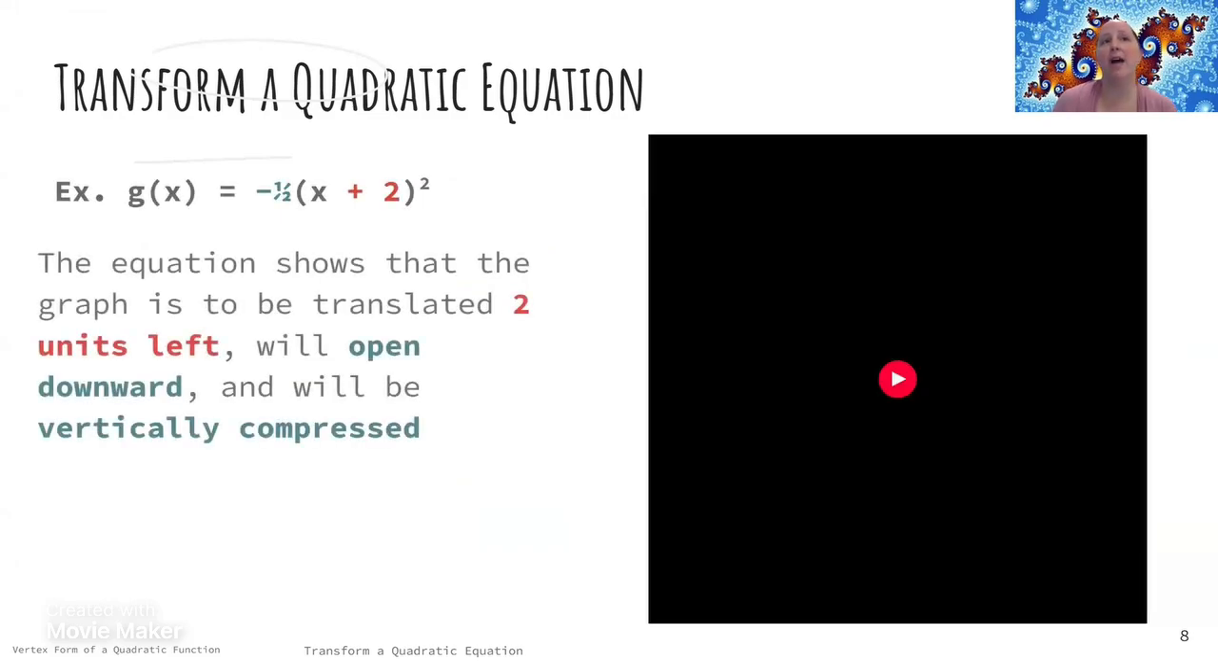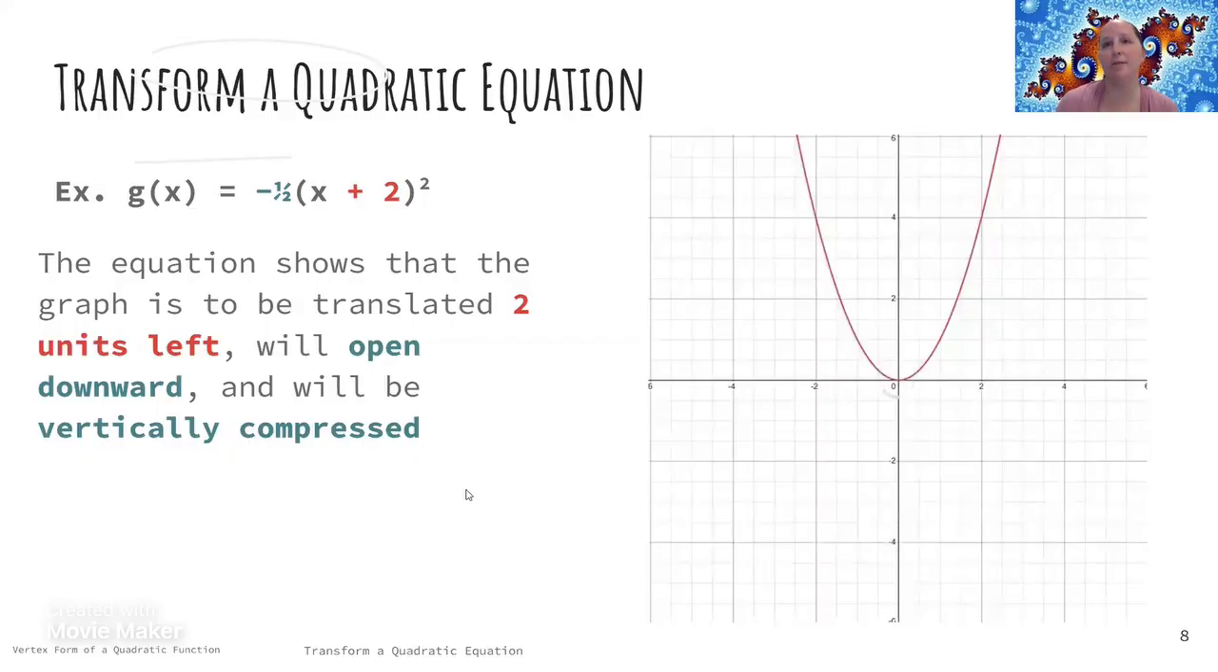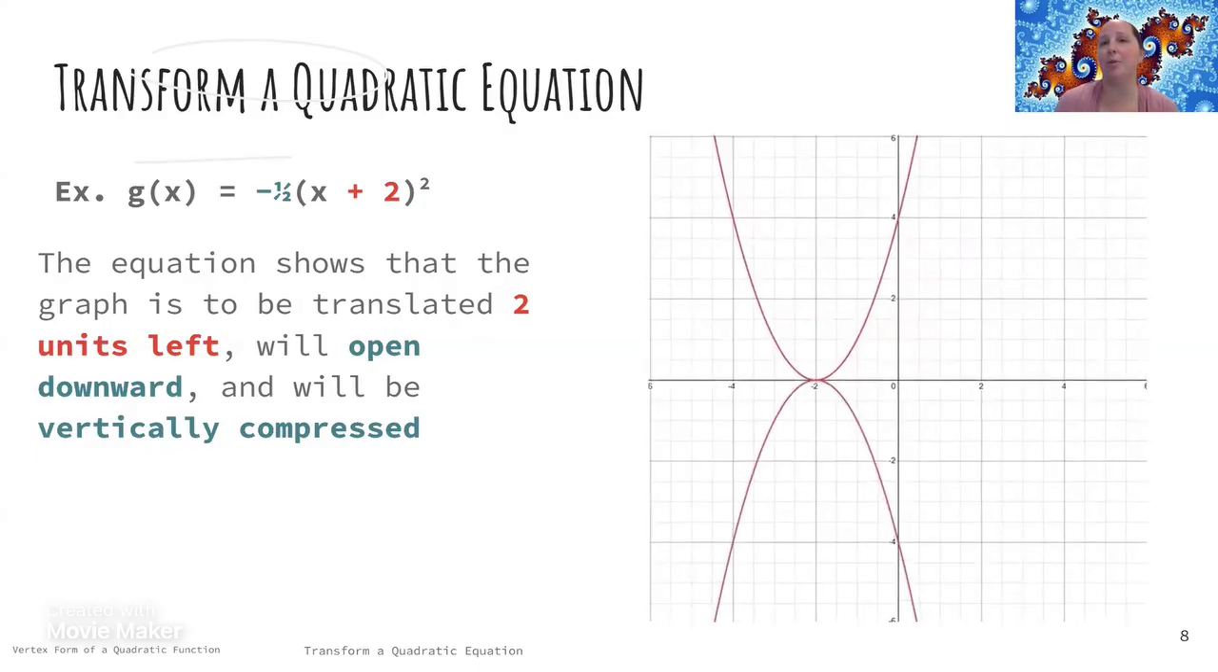So if I have g of x equals negative 1/2 times x plus 2 squared, the equation shows that the graph is to be translated 2 units to the left. It will open downwards because it's a negative, and it will be vertically compressed. So again, we start with our parent function. We're going to move that function 2 units to the left. And then we're going to vertically compress that function and flip it over the x-axis.